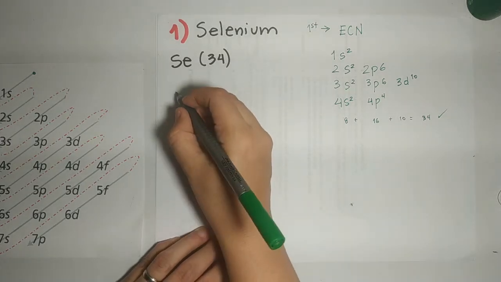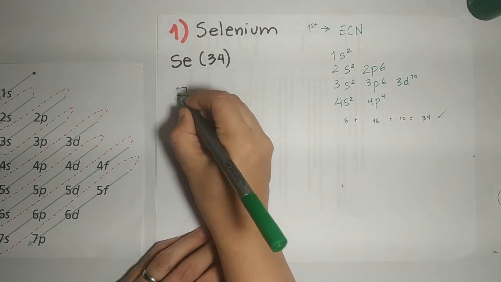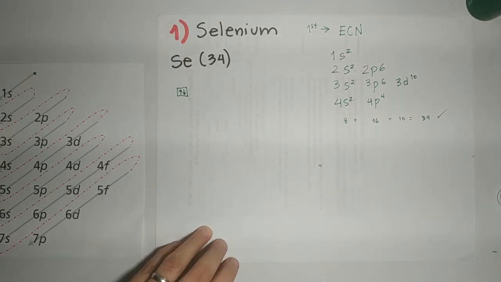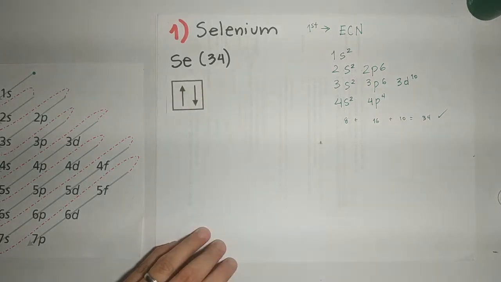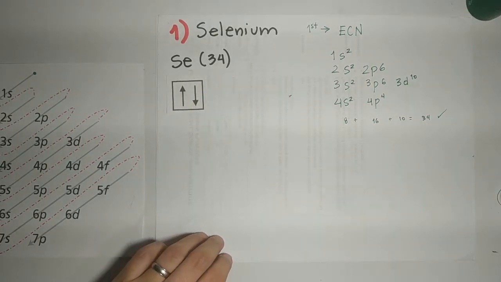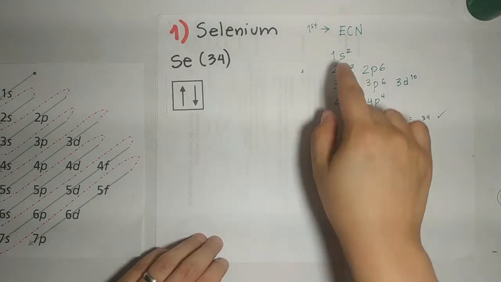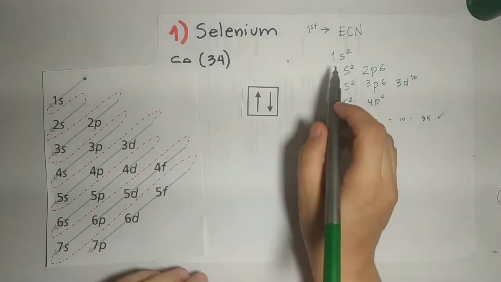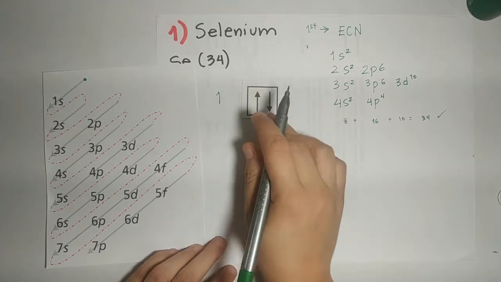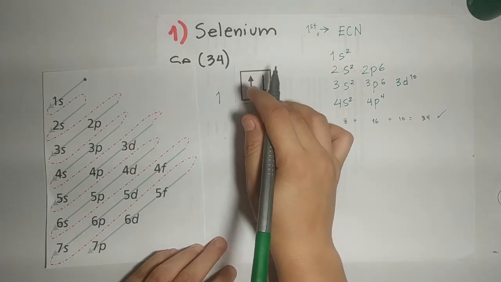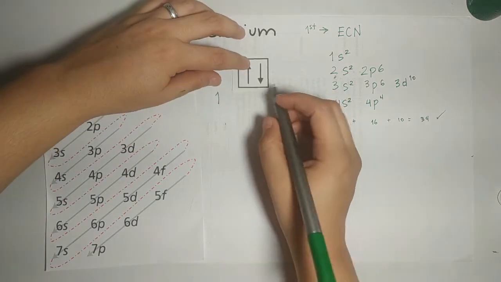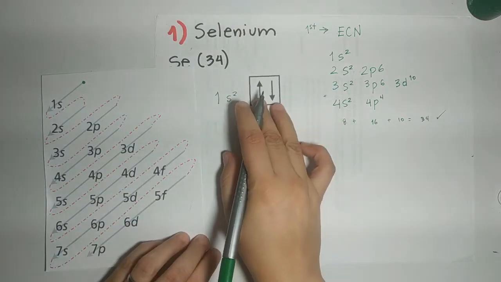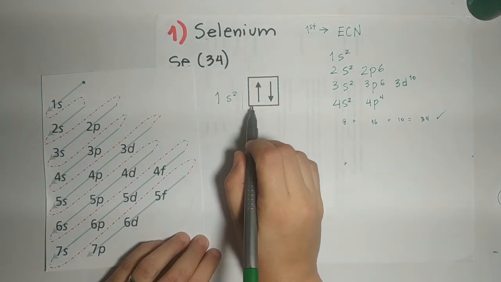1s2 is represented by a box, and this box can hold 2 electrons. Okay, like I did over there. So this is what we're gonna do. We're going to replace all of them, and we're gonna say in the first period I have 1s2. Okay, this is the equivalence.